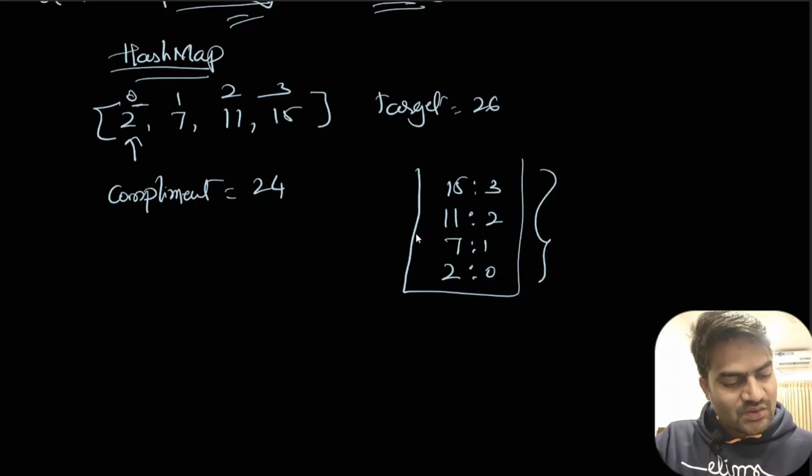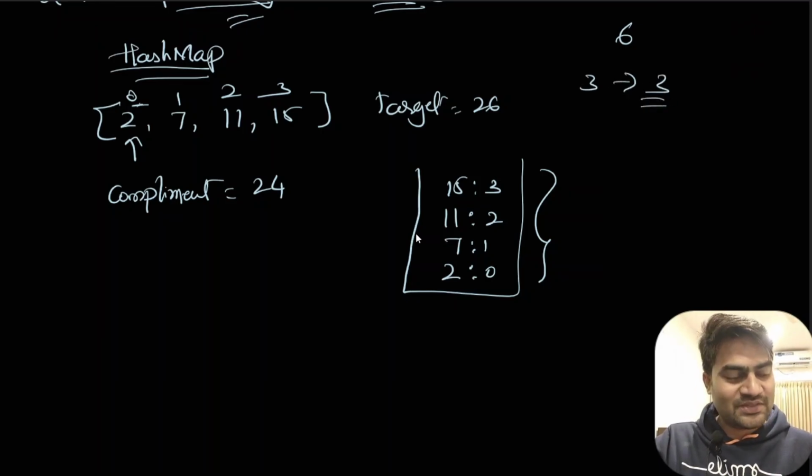Okay. But one thing we need to take care of here is this index and whatever number we are searching for. Assume we have target 6 and we have number 3 in the array, so its complement will be 3 only, right? If that is the case, it should not look for the same 3.